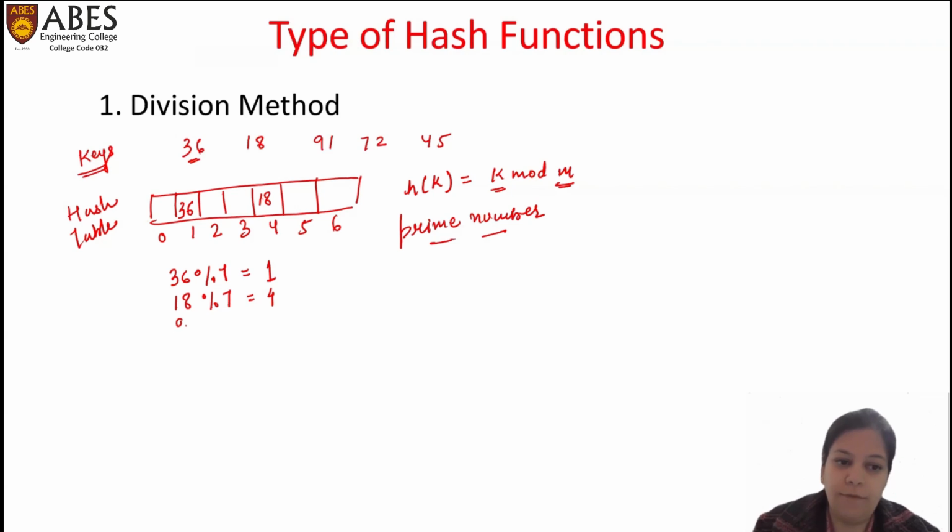Now coming on to 91, we are again going to modulo it by 7, and we are going to get 0. So this 91 will be stored at index 0. And similarly, 72 will be stored at index 2. And 45 will be stored at index 3.